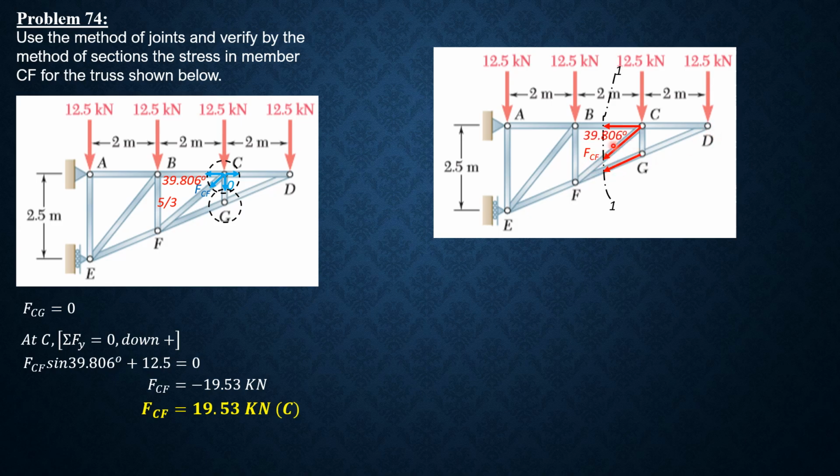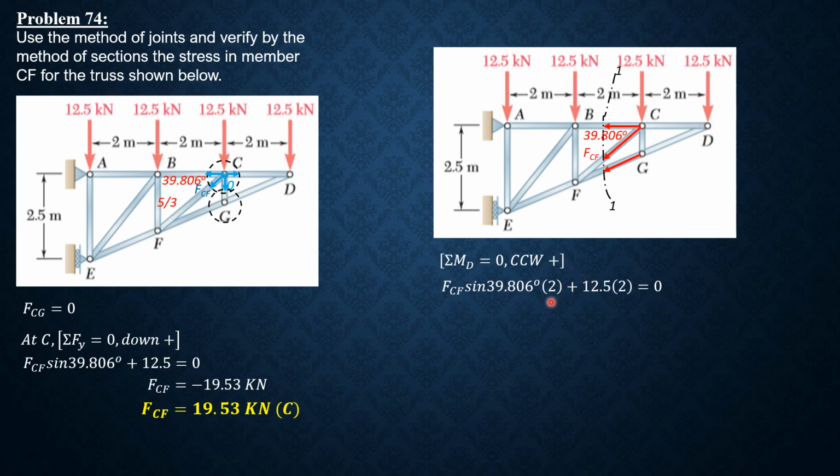So again, this is 39.806. FCF has two components, horizontal and vertical, but the horizontal component of FCF passes through D, so it has no moment about D, only the vertical component. So summation moment about D equals 0, counterclockwise positive. Vertical component of FCF, FCF sine of 39.806 times 2 plus 12.5 times 2 equals 0.